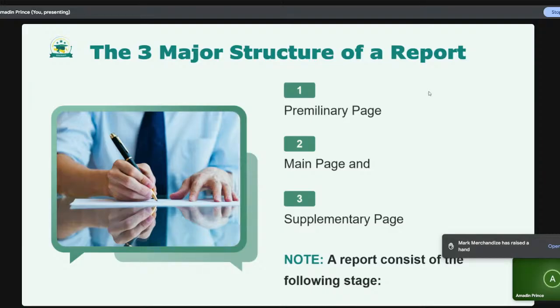No matter how small it is, it must have these three pages. I once submitted a report when I was at theory level. It did not have a supplementary page and it did not have all the detail in the preliminary page. The lecturer said she could not take it because it was not professional enough. Why is my report not having this? So I've come to understand that all reports must have the preliminary page, the main page, and the supplementary page.